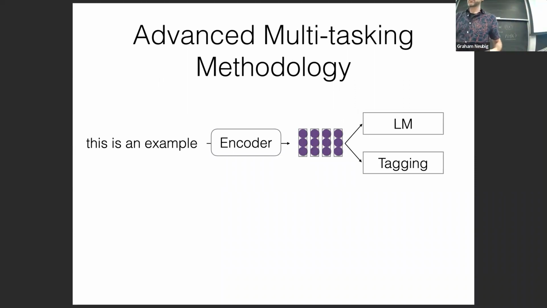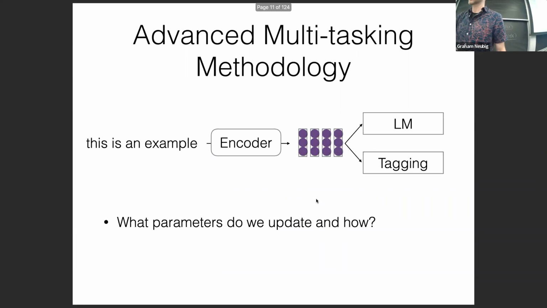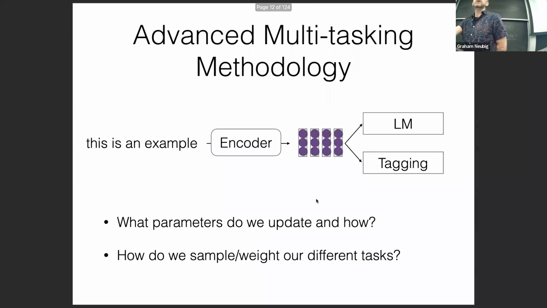Okay, great. So that was a bit of an aside, but you hear these terms all the time, so I think it's a good idea to have some examples of them. Now I'd like to talk about a more advanced multitasking methodology than we talked about last time, when we were just talking about pre-training and fine-tuning. Some of the things we're going to talk about today are what parameters we update and how we sample or weight our different tasks.